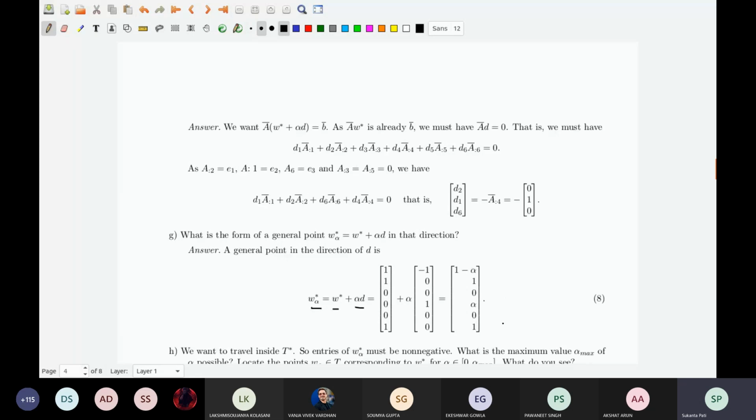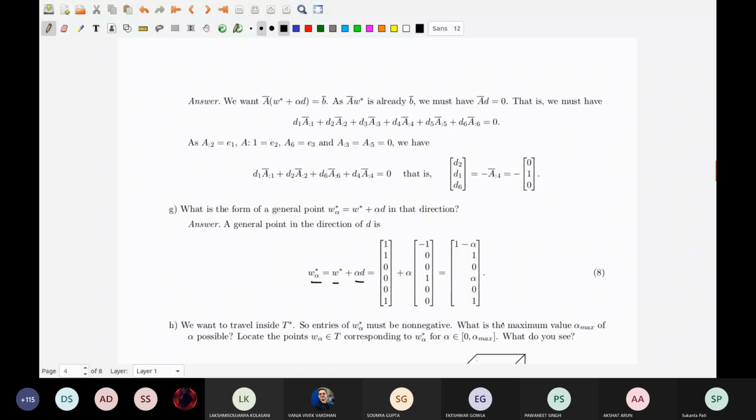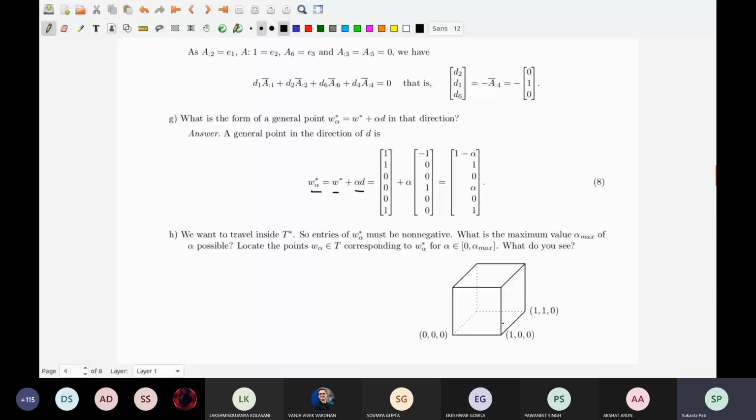We want to travel inside the feasible set, that we already know. Therefore, the entries of W star alpha have to be greater than or equal to 0. They must be non-negative. So what is the maximum value alpha max of alpha I can take? The maximum value is alpha max equal to 1, because if I take alpha greater than 1, then the first coordinate of W star alpha will be negative, so it will not be a feasible point.